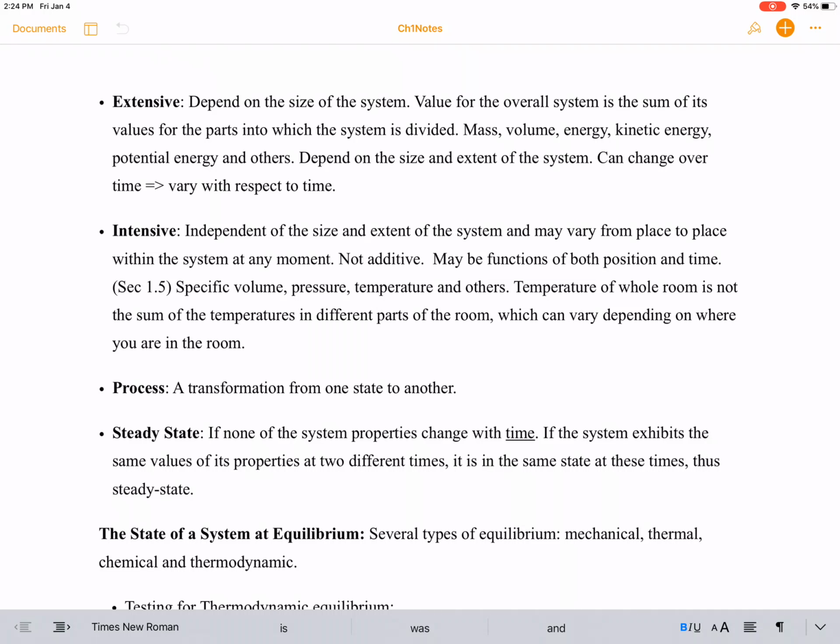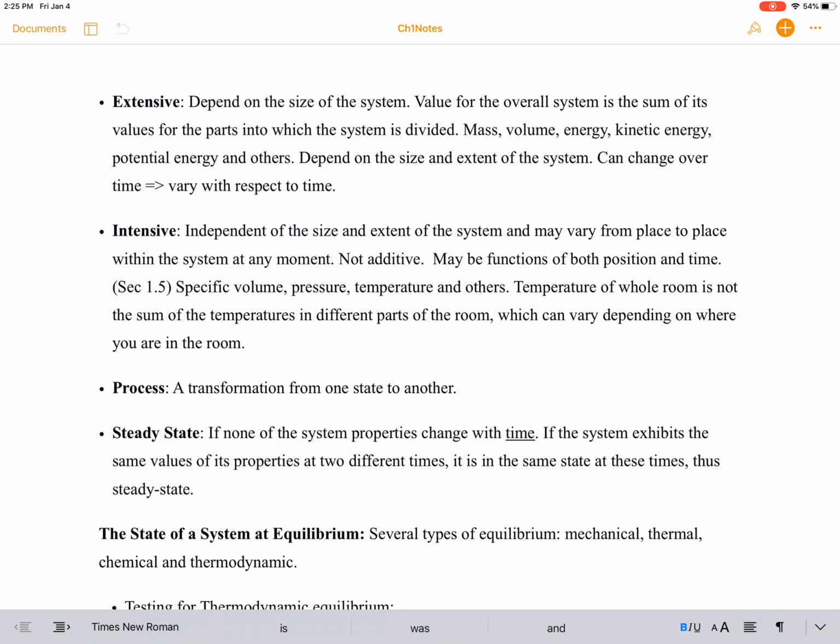If I have my 4 cubic meters of air in the middle of this room, and then I double that, now I've doubled the volume, doubled the mass, and so on. That's an extensive property. It's dependent on the parts. I think in your book they have a barbell system, and they say that the mass and volume and all this is the sum of the bar and all of the different weights that are put on the barbell.